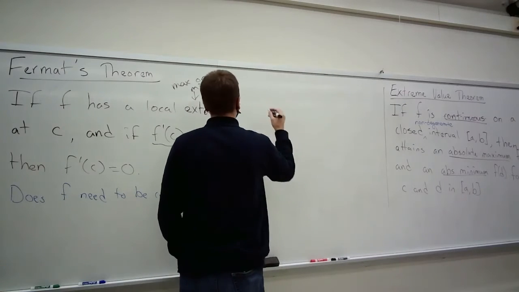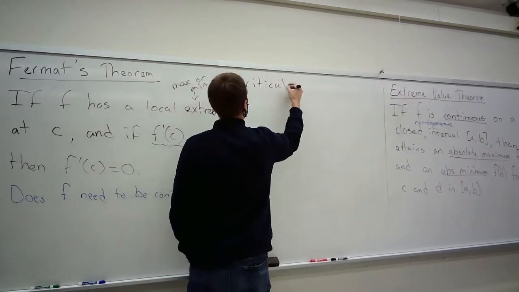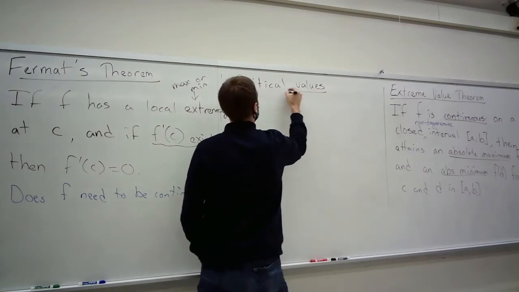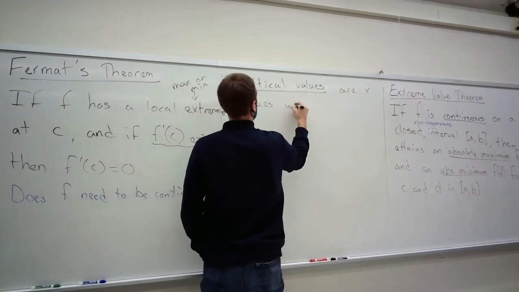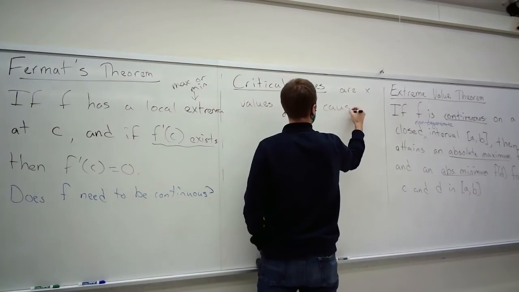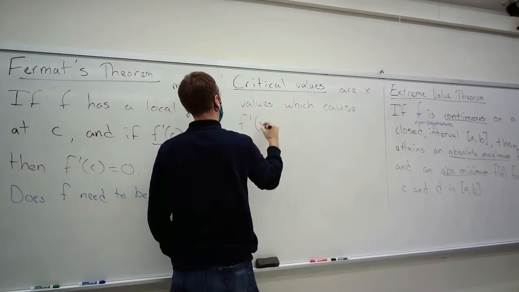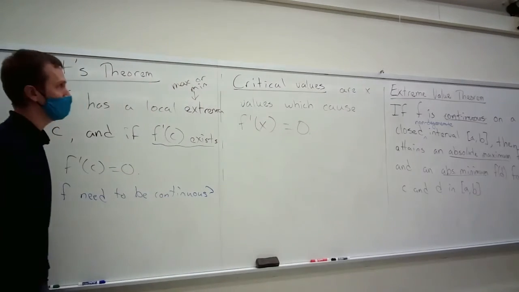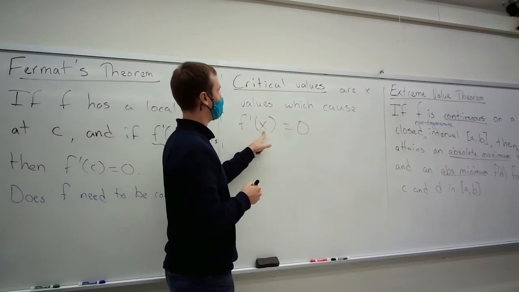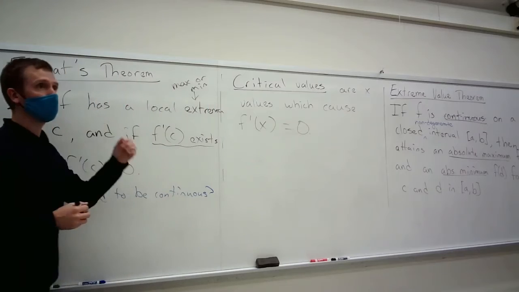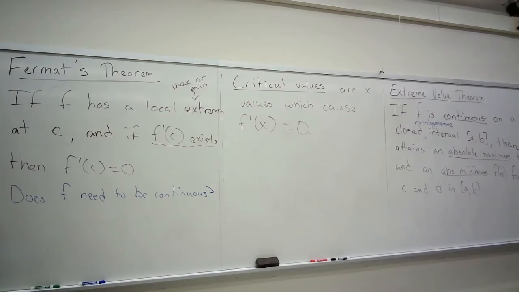So I'm going to give a bit of terminology here. Critical values are x values which cause f prime of x to equal zero. So if you take the derivative of a function, you set it equal to zero, and you find the solutions, you find the zeros, those values for x are called critical values. Your book says critical numbers. Okay, so critical values slash numbers.